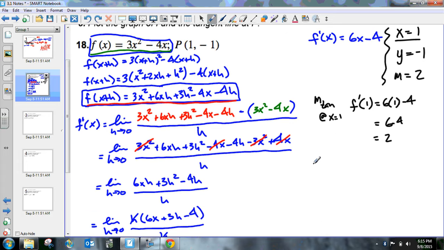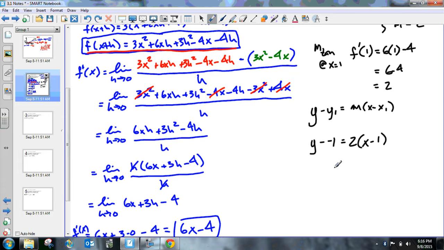Okay, so now we've got this. Now I've got y minus y sub 1 is equal to m times x minus x sub 1, okay? And what we can do is we can just plug in -1 for y sub 1 and 1 for x sub 1. So y minus -1 is equal to my slope, which is 2, times x minus 1. Okay, so one of the ways you'd probably want to write this is y plus 1 is equal to 2 times x minus 1.